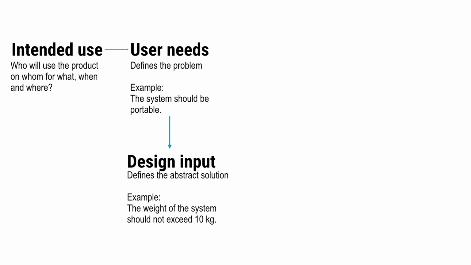That user need is then translated into a design input, which is an abstract technical requirement. In this case, we have said that to us, portable means that the weight should not exceed 10 kilograms. Someone else might arrive at another weight, and that might be true for that particular case. We simply do our best to come up with the abstract requirements that will solve or make the product work for the user according to their user needs.